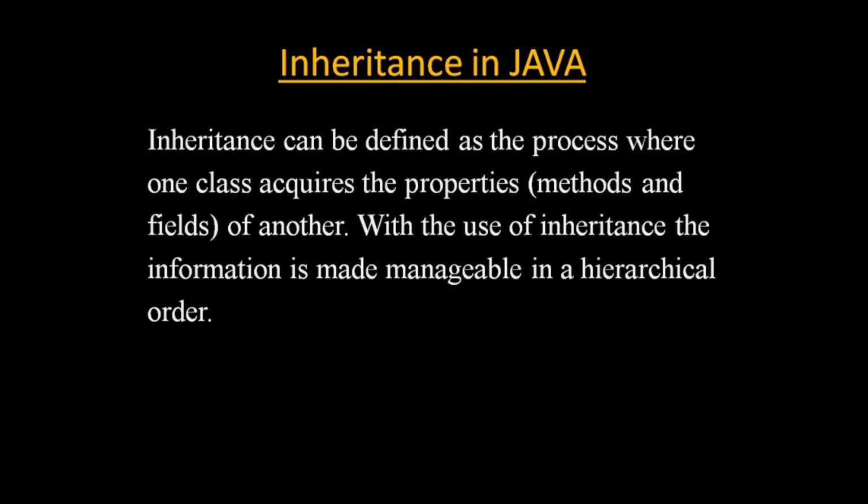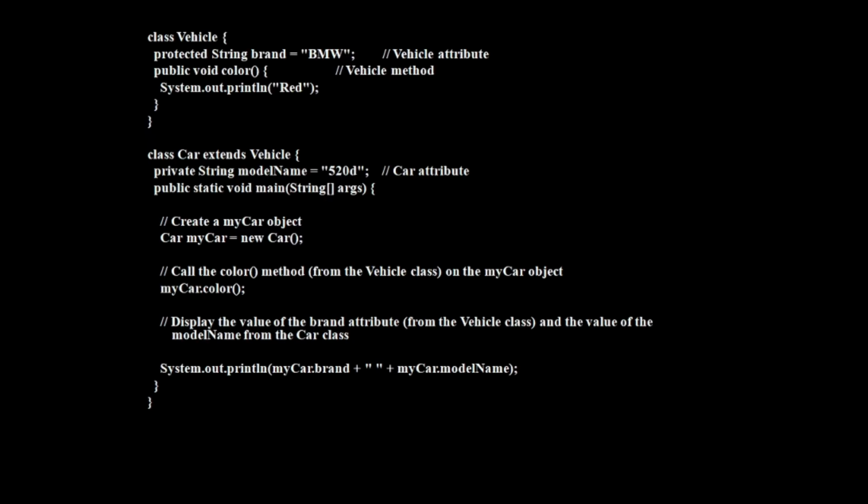Now let us go for the programming approach in inheritance. Here you can see we have a class Vehicle. Inside that we have a variable named brand. Here it has been initialized to BMW. Now we have a method that is the color method. The color method is displaying System.out.println red.